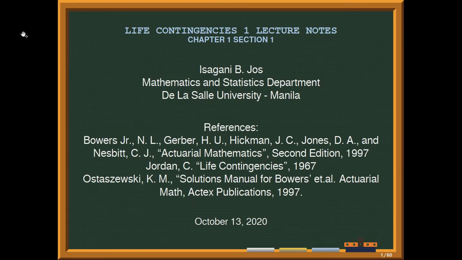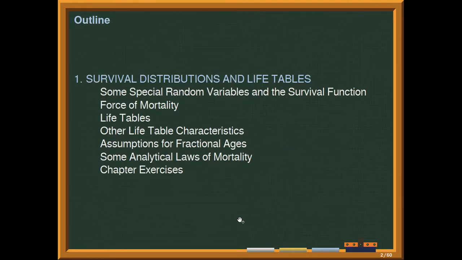Okay, so we'll start with Chapter 1, which is on survival distributions and some characteristics of the life table. These are the references that I have used. And so this would be the sections of this particular chapter. Okay, so I think I will discuss for this first lecture the first two sections.